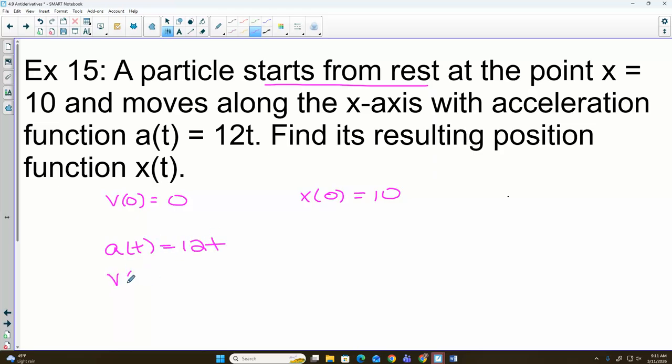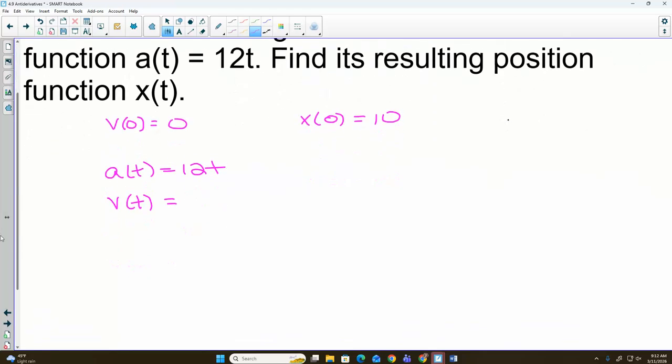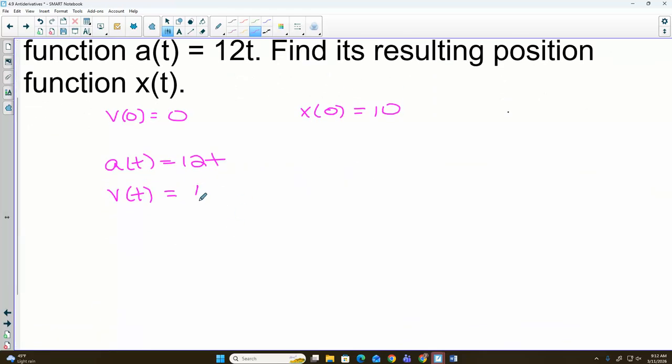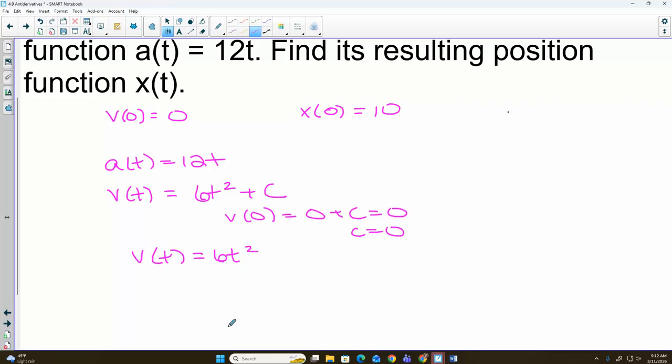So velocity would be the antiderivative. The antiderivative of 12t would be 6t squared plus a constant. But we can find that because we know it started from rest. So my beginning velocity has to be 0. So if I put in a 0, that just tells me my beginning constant is 0. So velocity is 6t squared.